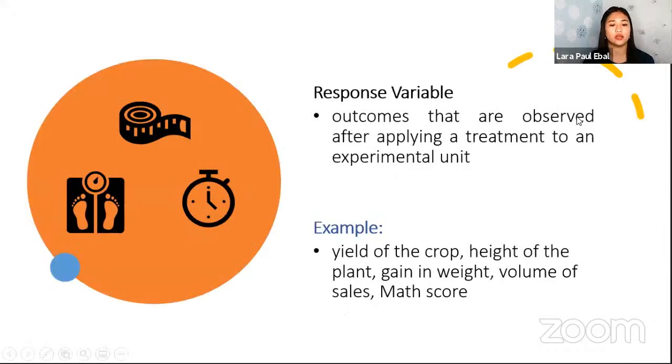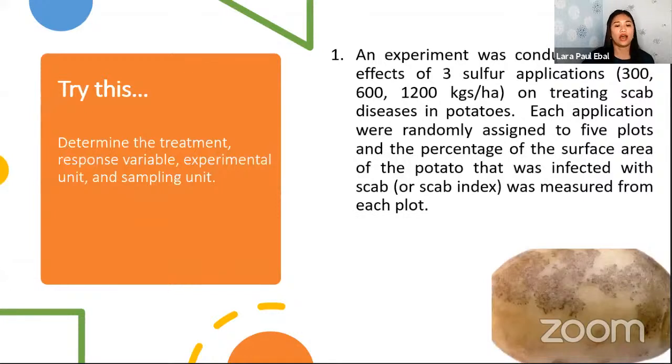Okay, another term is the response variable. Basically, these are just the outcomes that you observe in the field or in the laboratory. For example, yield of the crop, height of the plant, gain in weight, volume of sales, or math score, or any other variables or any other data. So we have this simple example here just to test how you understand these terms. Determine the treatment, the response variable, the experimental unit, and the sampling unit.